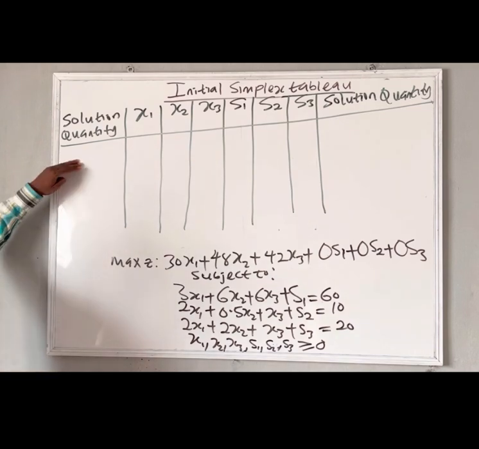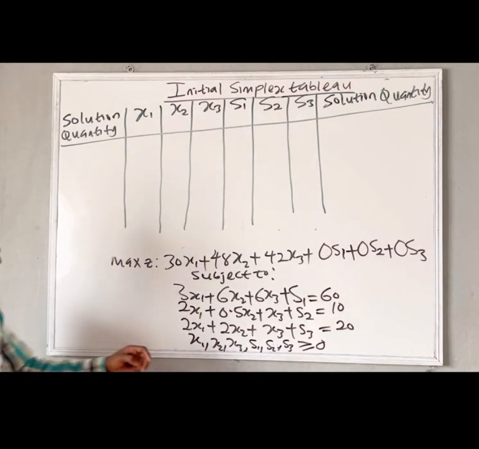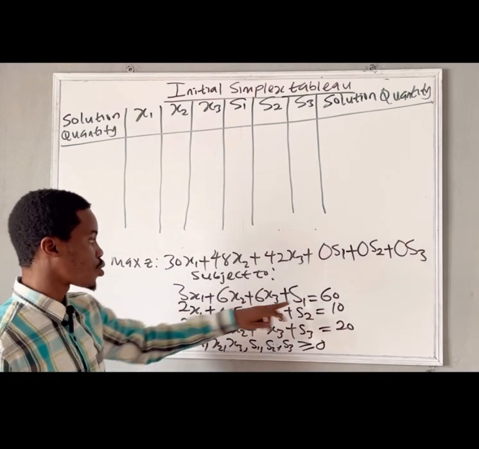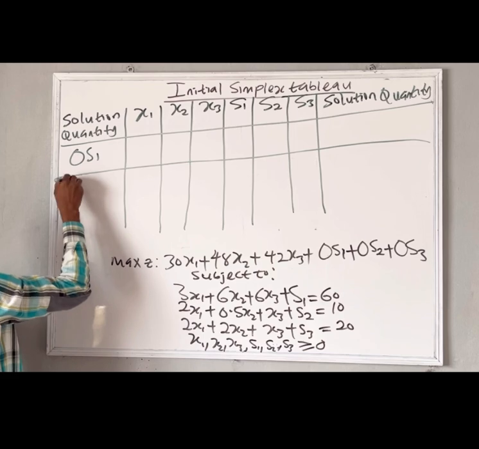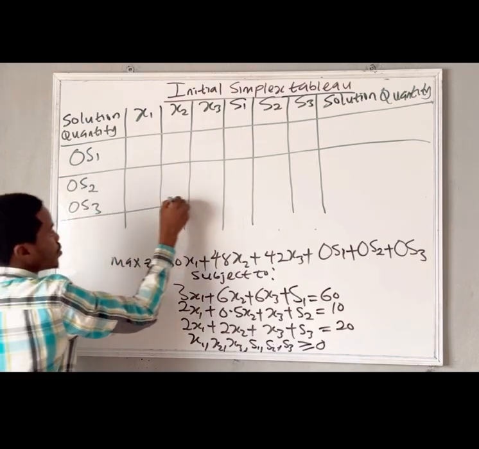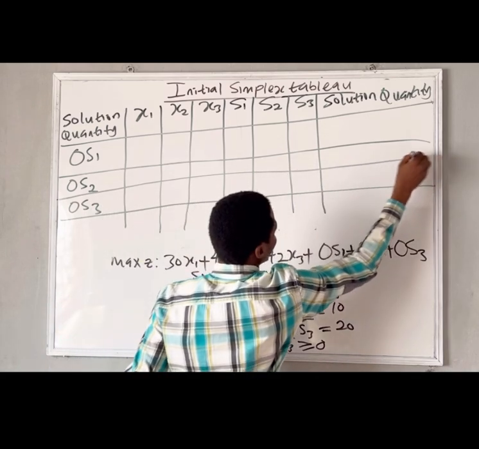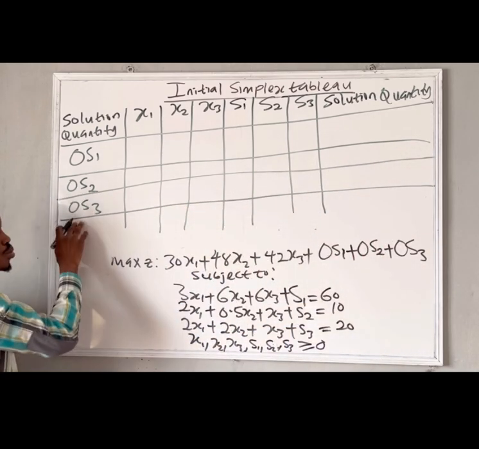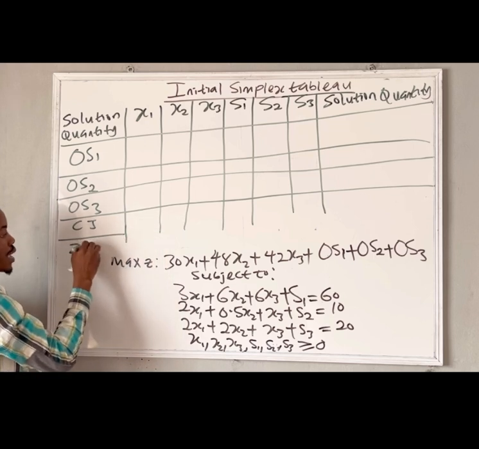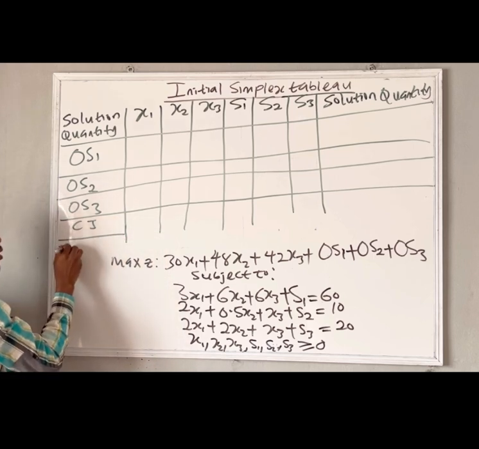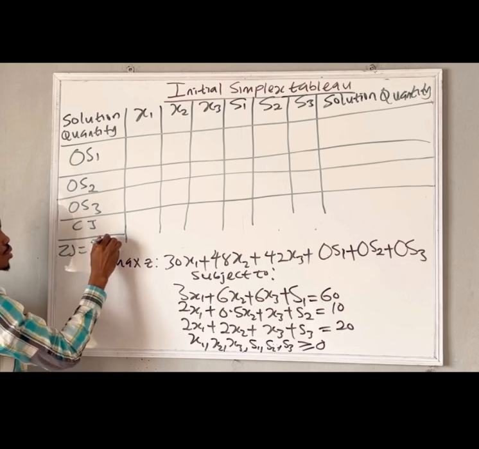This place is going to be the slack variables that I added to the objective function. How many slack variables do I add to the objective function? Then here will be my Cj, and the last row will be my Zj, that is, Zj minus Cj.